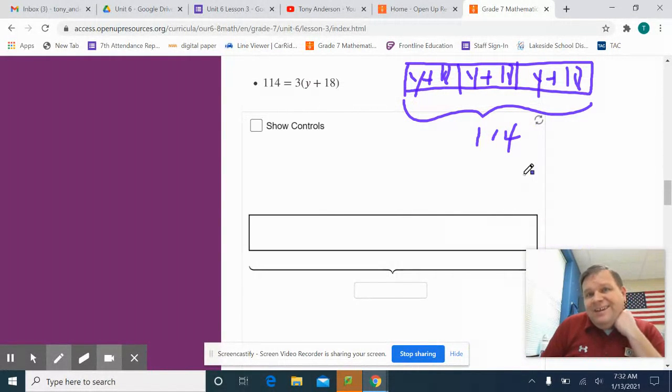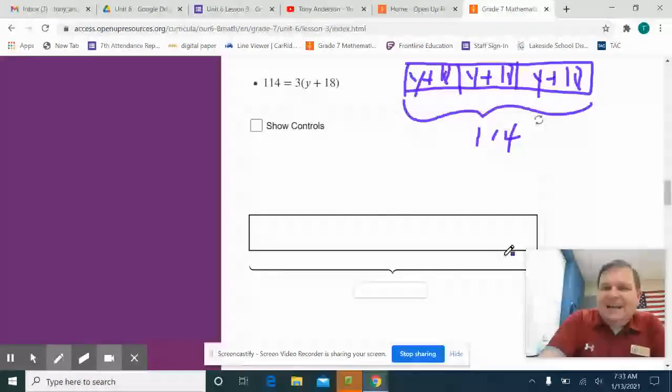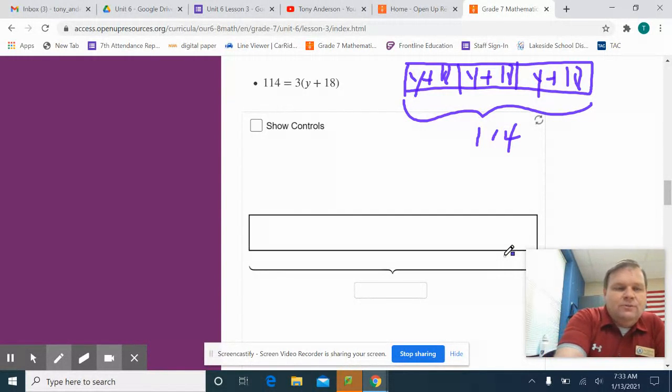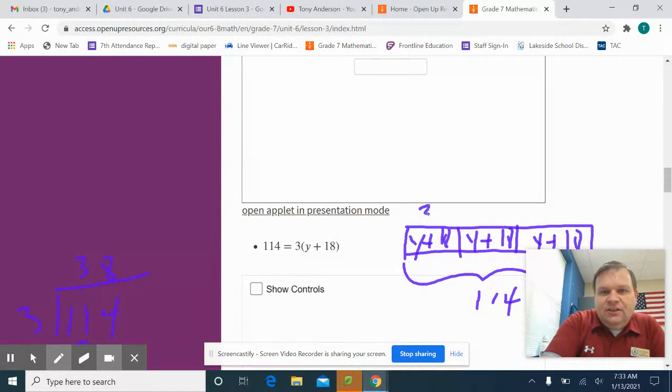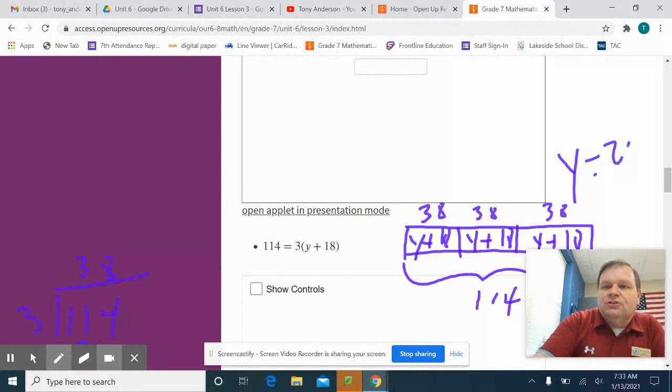For this one, I'm going to take that 114, the way I'm going to do it. There are actually several ways to do this, but the way that I see this is I need three equal groups of 114. So I'm going to find out what that is. So I'm going to find out that that is actually 38. So I need each of these to equal 38. So that means now I've got to subtract that 18 from the 38 to get y is equal to 20.